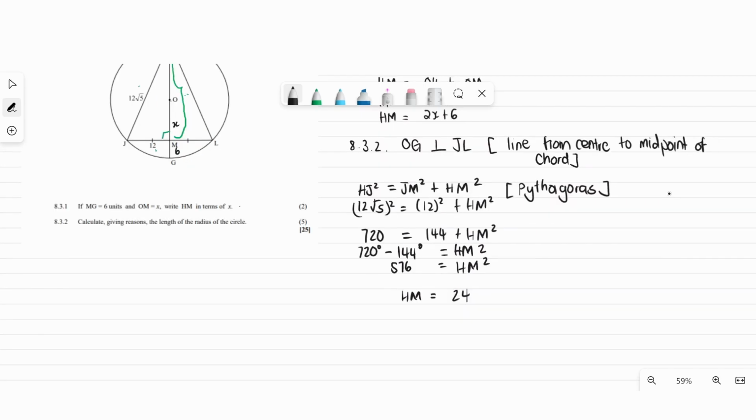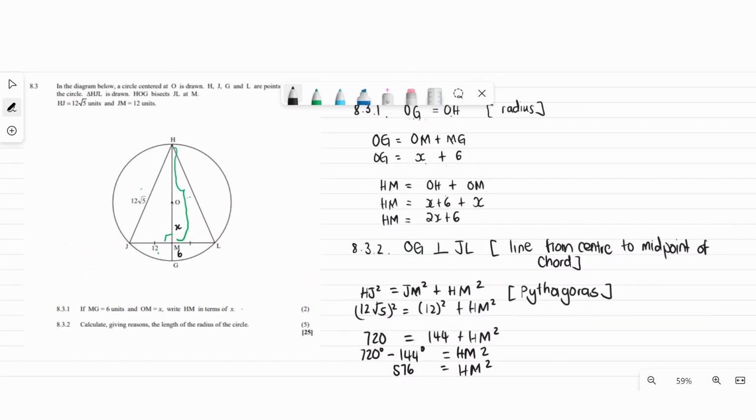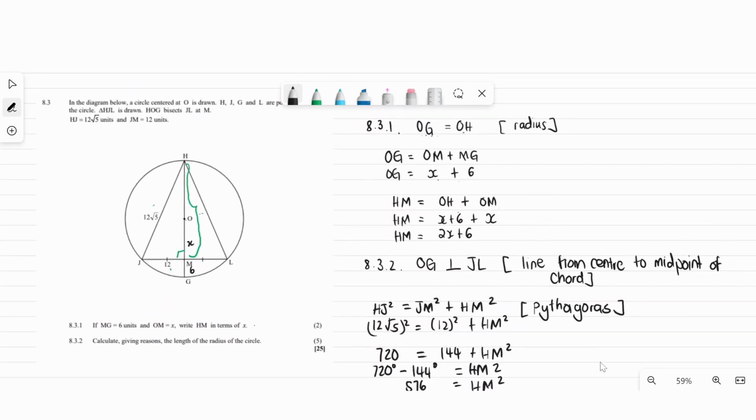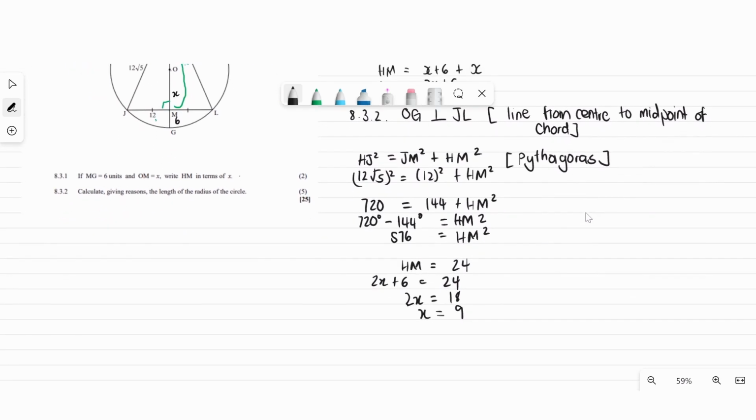So let's do that. Substituting, 2x plus 6 is equal to 24. Take the 6 to the other side. It's going to be 2x is equal to what? Is equal to 18. Therefore, x is going to be equal to 9. But we're still not done because we're looking for the radius. But remember that radius is equal to what? Remember, going up, that OG is equal to OH, right? So we're going to take OG because we can take any radius, and I said my reason is radius.